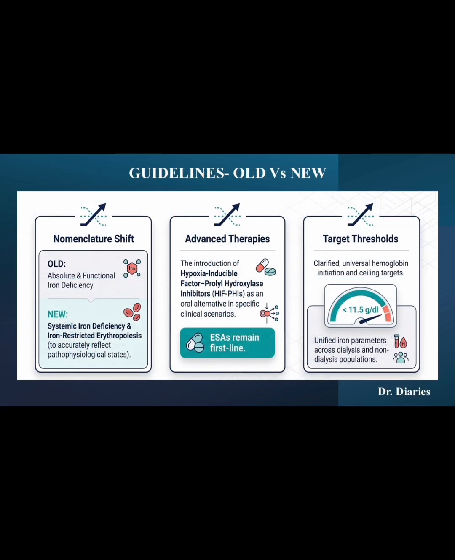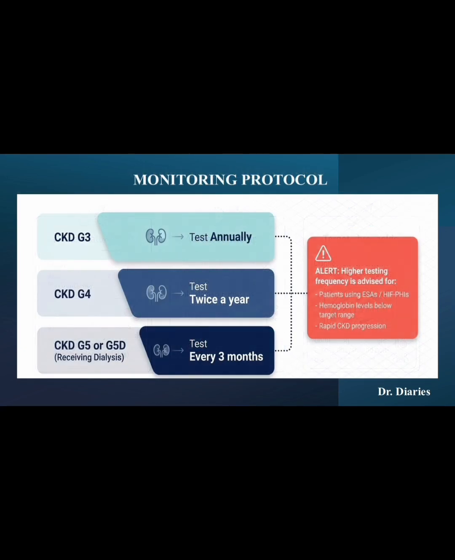Earlier guidelines focused mainly on hemoglobin correction using ESAs. However, newer guidelines emphasize a more conservative Hb target, careful ESA use, and a stronger focus on iron optimization and safety outcomes like cardiovascular risk. It clarified universal hemoglobin initiation and ceiling targets.